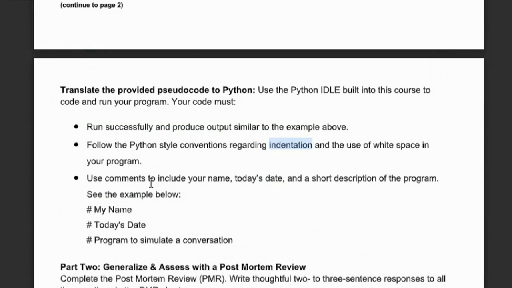Use comments to include your name, date, and short description. All programs, we need to make sure we've got all these comments at the top. There's name, date, and what program this is.